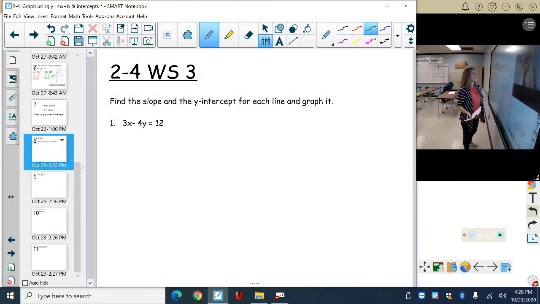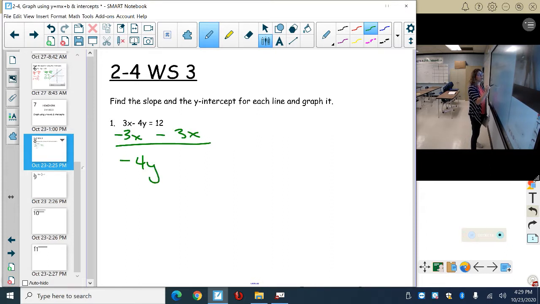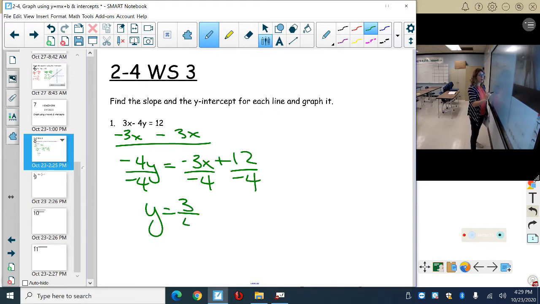Okay, we're going to go ahead and start working with 2-4 worksheet 3, starting your homework. And the directions say find the slope and the y-intercept for each line and graph it. So how do we do that? You solve for y. So I'm going to subtract 3x from both sides. So I have negative 4y is equal to negative 3x plus 12. Then we're going to divide each and every term by negative 4. Y is equal to positive 3/4 x minus 3.